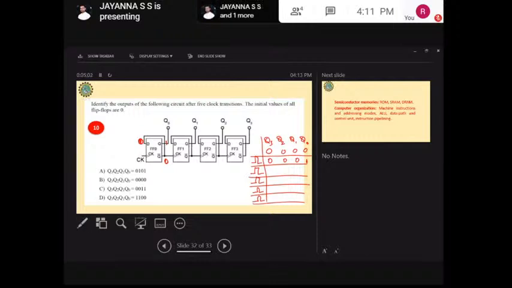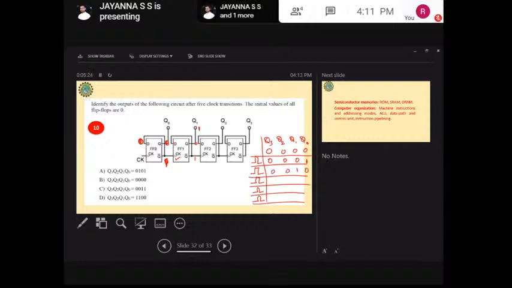If you apply another clock, the output of Q naught is 0, and Q bar will become 1. That 1 will activate this one. Since it is connected to 0 here, it is 1 here. So the output of this one, Q1, will be 1 for the next clock.